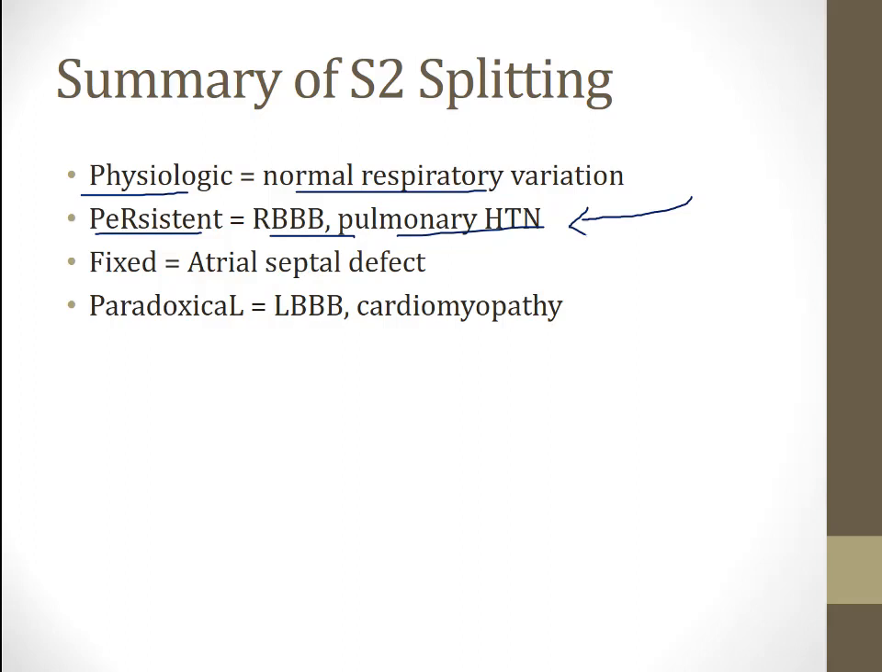These all cause delayed closure of the pulmonic valve. A fixed split of the second heart sound is seen in atrial septal defect, and paradoxical ends in L, and that L is for left-sided problems leading to delayed closure of the aortic valve. This includes left bundle branch block and cardiomyopathy.